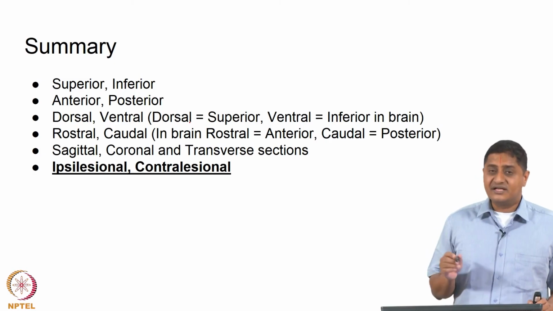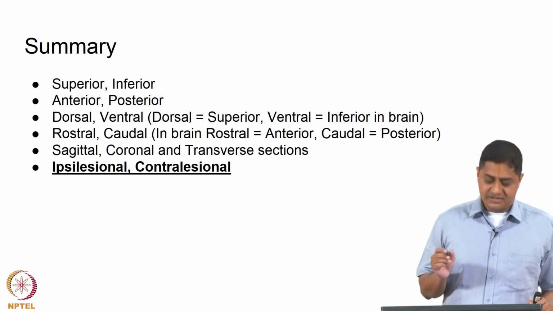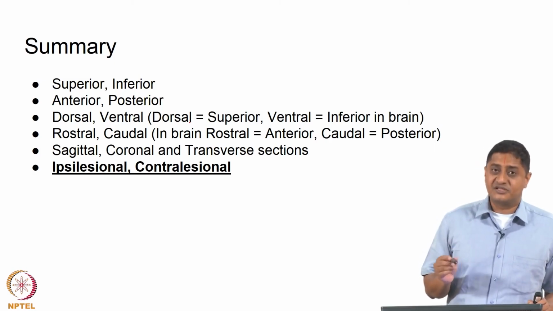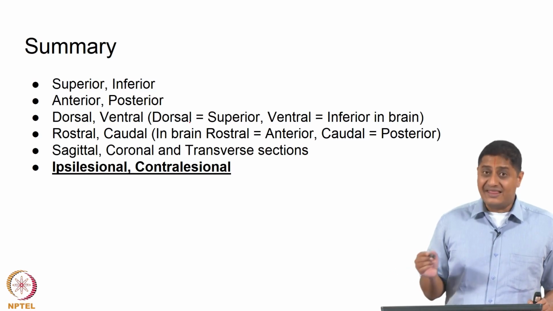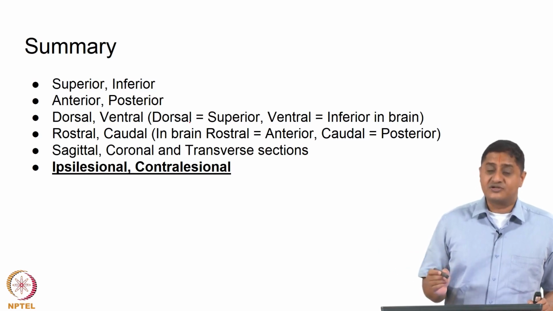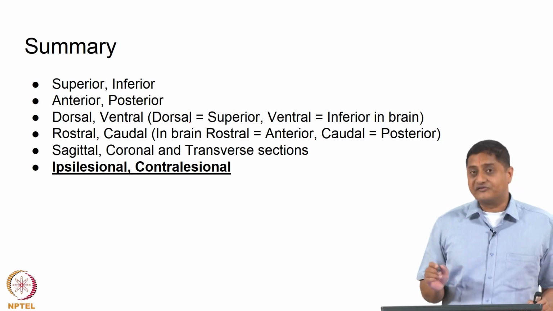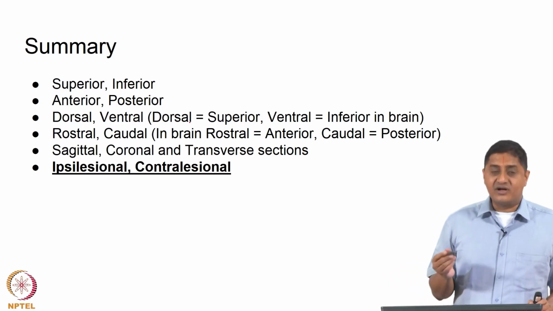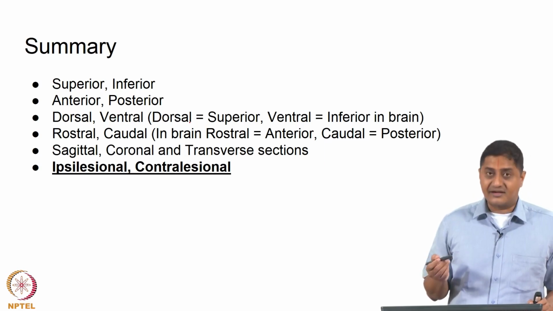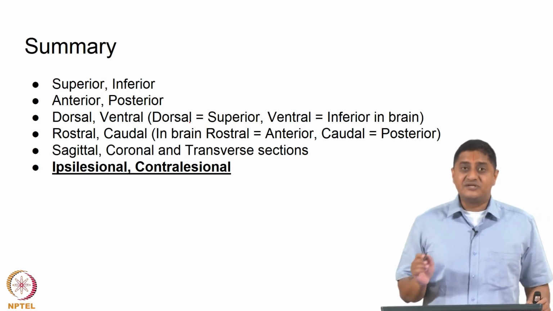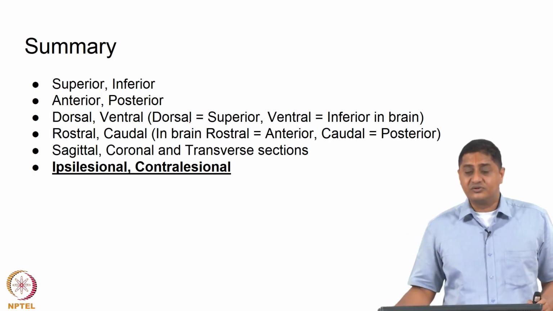In the case of rostral and caudal, rostral generally refers to those parts of the body that are closer to the tip of the nose, whereas caudal refers to those parts of the body that are towards the tail. But in the human brain, rostral refers to anterior and caudal refers to posterior. And we also saw sagittal plane, coronal plane and transverse plane. And ipsilateral and contralateral refer to regions of the body with reference to the site of the lesion.